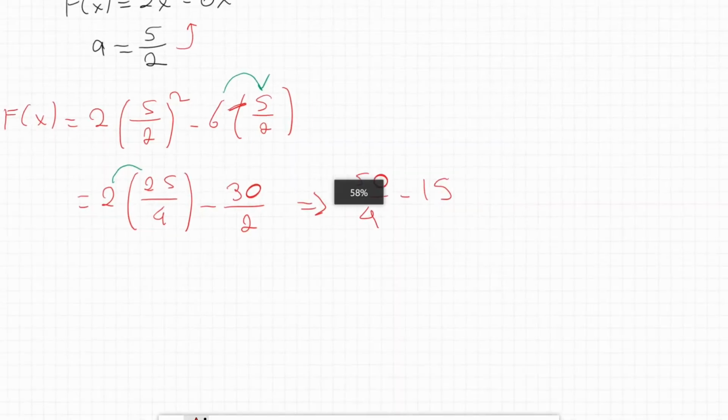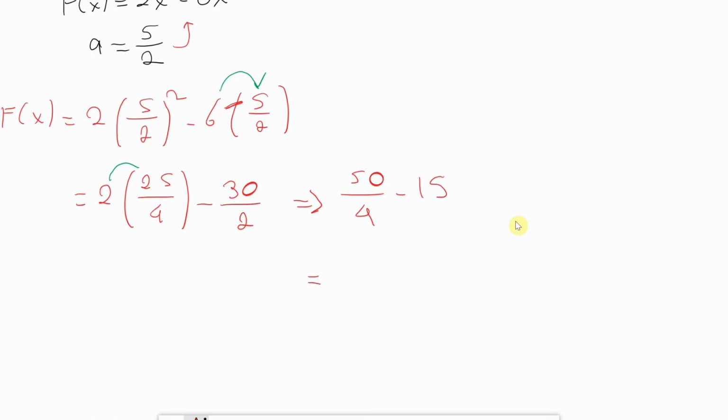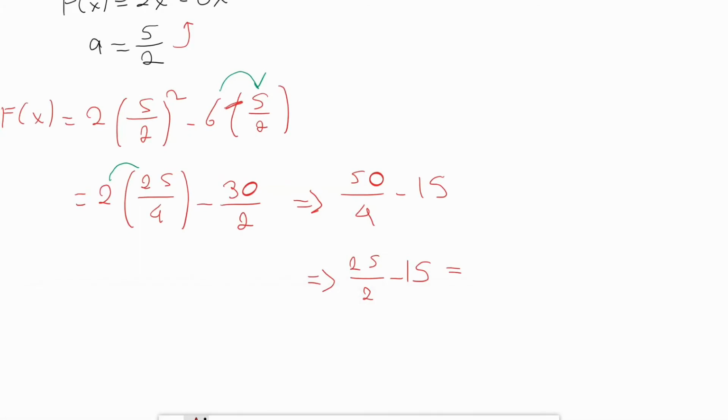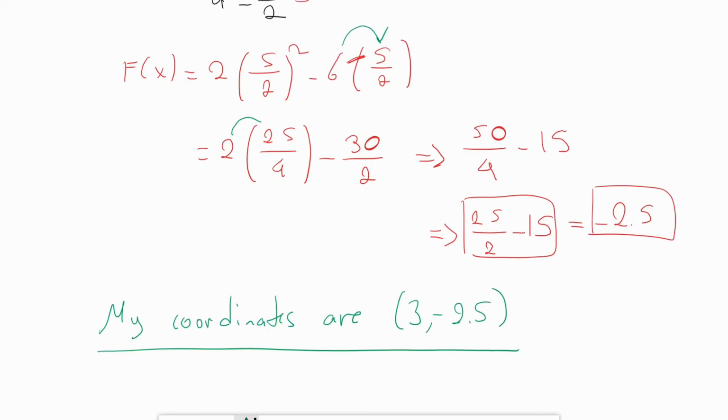And then 50 over 4, from here I can simplify it even further and say I have 25 over 2 minus 15, and that will be my y-coordinate. Or I can, if they want exact number, say this is minus 2.5. Both of these should be fine, but minus 2.5 is easier. We found the coordinates to be 3 and negative 2.5.